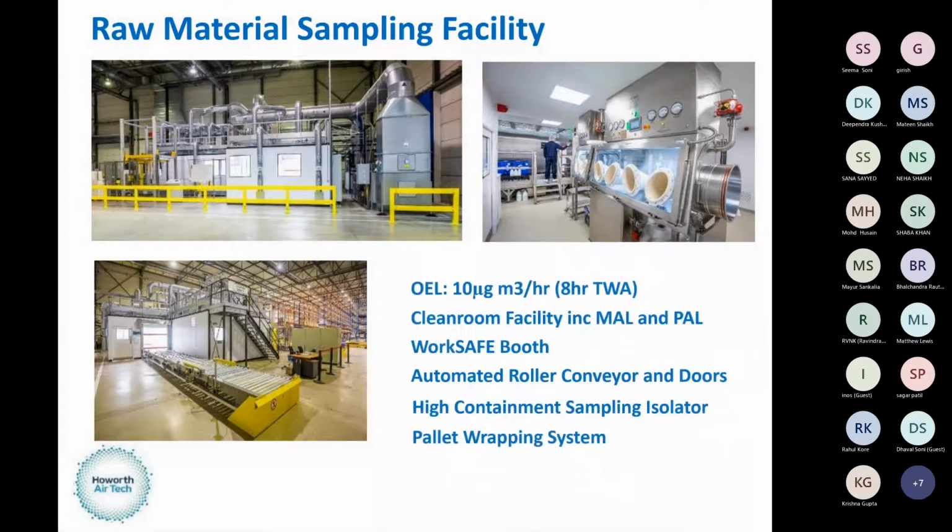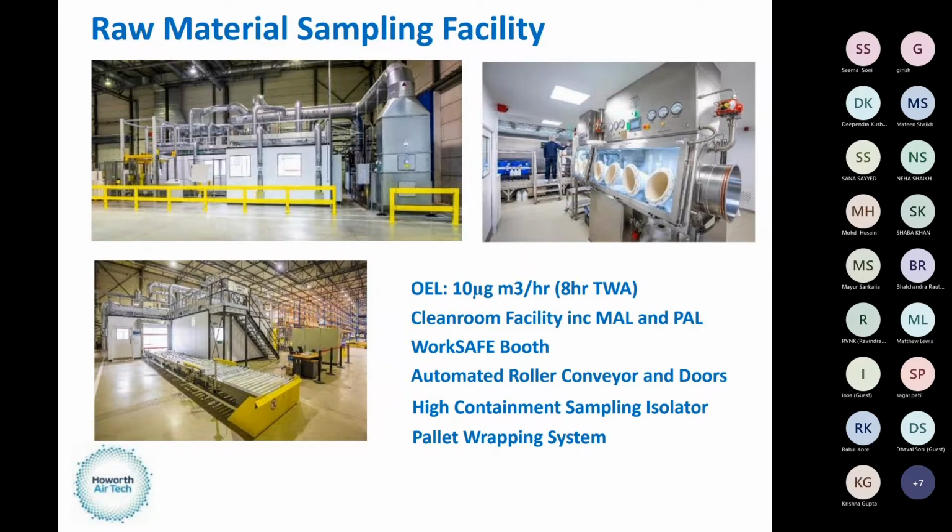Moving on to the turnkey facility, this is a raw material sampling facility. Again, very common within the pharmaceutical world. So as you can see, this is in a warehouse. You can see the bottom left. You can see the warehouse behind the facility.